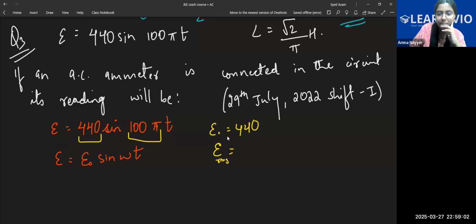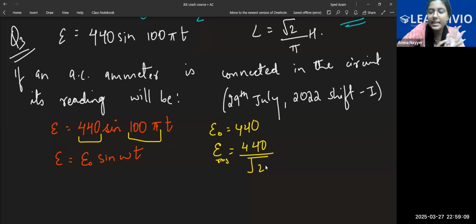Yes, Meera. The RMS value is 440 divided by root 2. Now, we want the impedance.